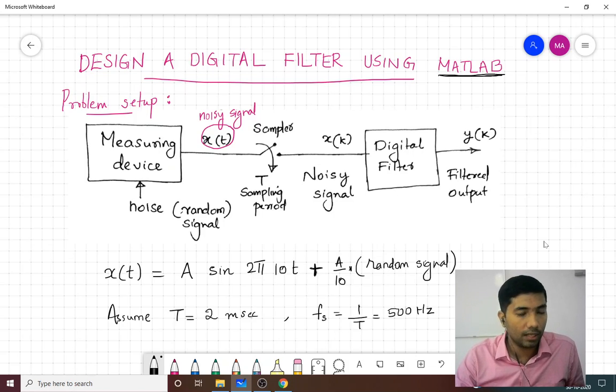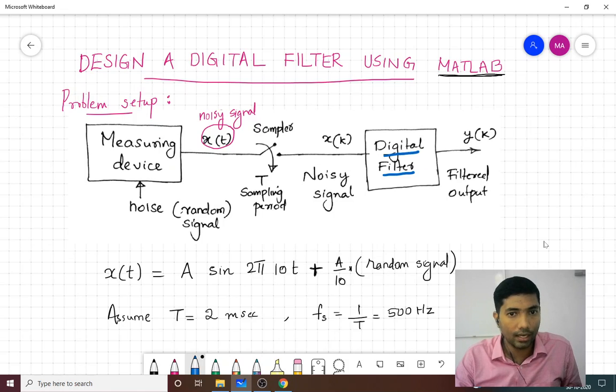So the problem setup is we have a measurement device which is affected by noise, which is very common, and the signal, which is a noisy signal, needs to be filtered out using a digital filter. So what is the digital filter which can filter out the particular noise is what we are designing in MATLAB.